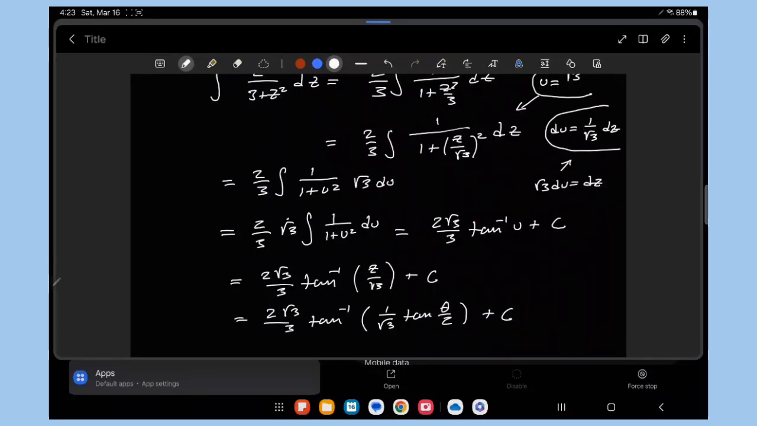So basically we have an inverse tangent of something involving a tangent of theta over 2. And this is the solution. This is the integral of 1 over 2 plus cosine theta times d theta. So we have evaluated that integral using the substitution that z equals tangent of theta over 2.